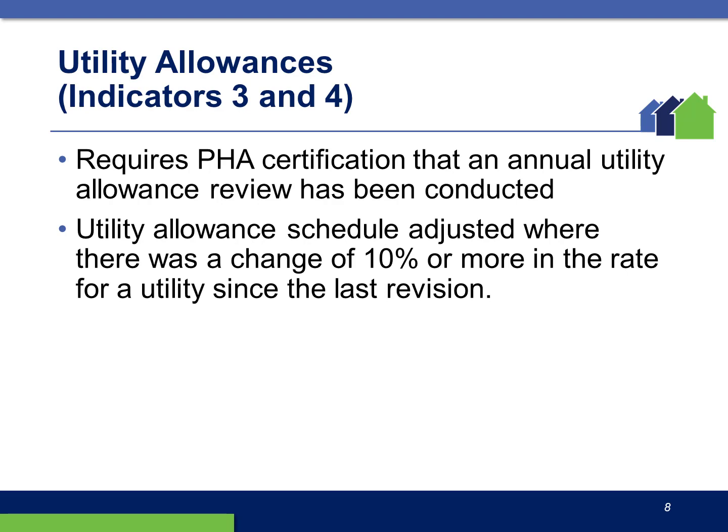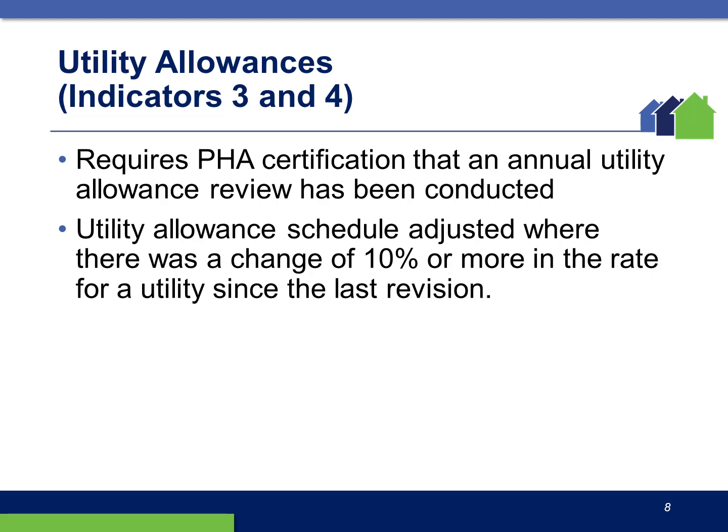As part of the SEMAP assessment process, PHAs are required to certify that they maintain up-to-date utility allowance schedules and that they use them to calculate correct utility allowances for participating families. SEMAP Indicator 4, Utility Allowance Schedule, requires the PHA certification that an annual utility allowance review has been conducted and that the utility allowance schedule has been adjusted where there was a change of 10% or more in the rate for a utility since the last revision.